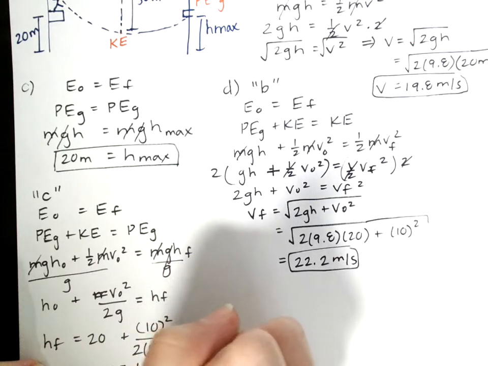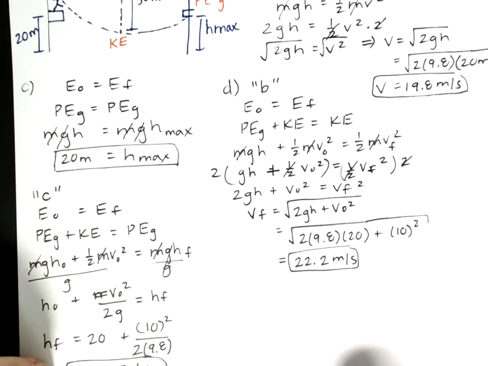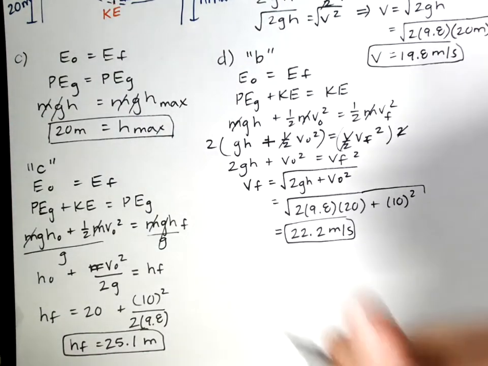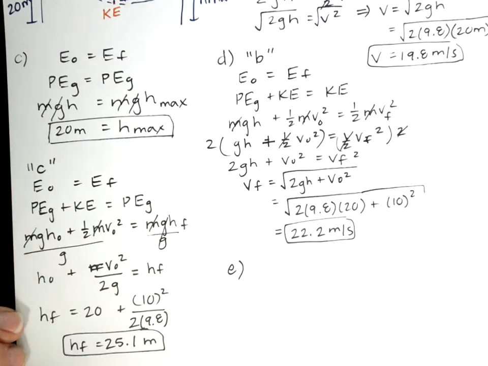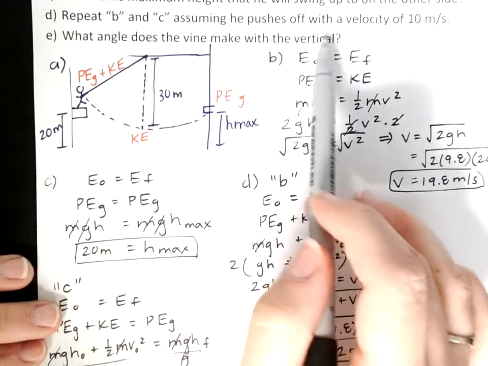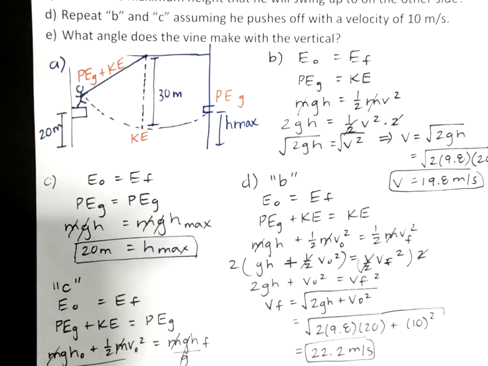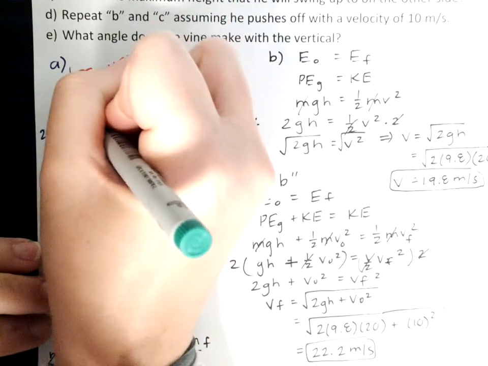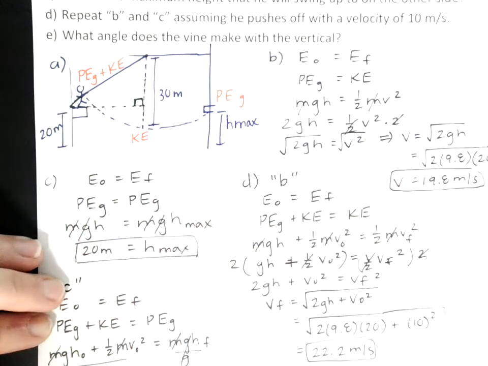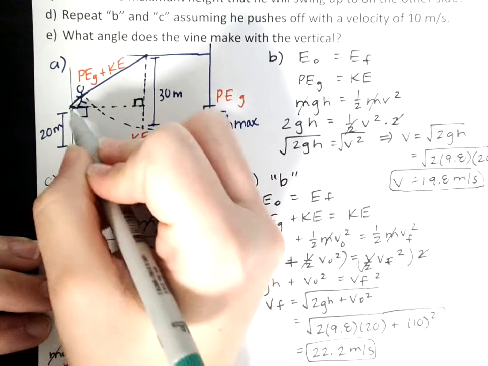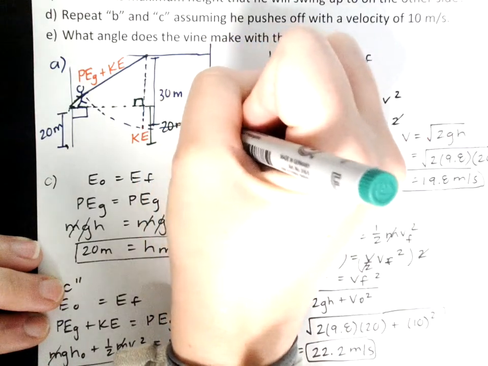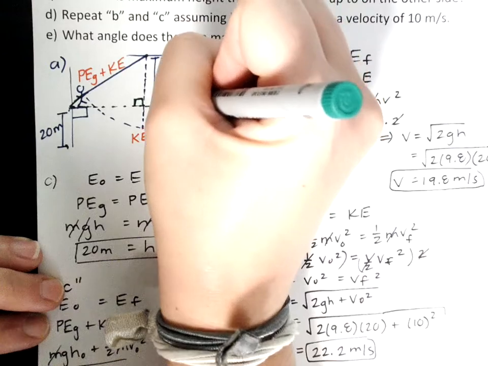Make sure you're actually putting this in your calculator yourself, so if you ever have to pause the video to try these out, I highly encourage it to make sure you're able to do this on your own. And last but not least, part E: what angle does the vine make with the vertical? You'll notice in the picture, I should have extended this a little bit longer, that's our 30-meter rope, and it makes a right triangle here. This part is 20 meters high, so that must mean this section is 10 meters.